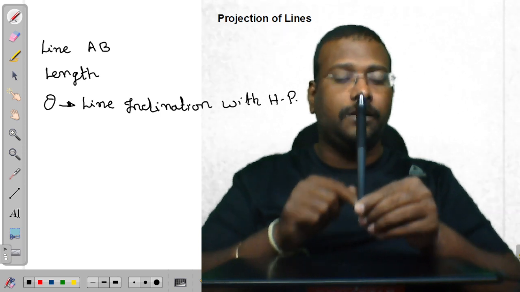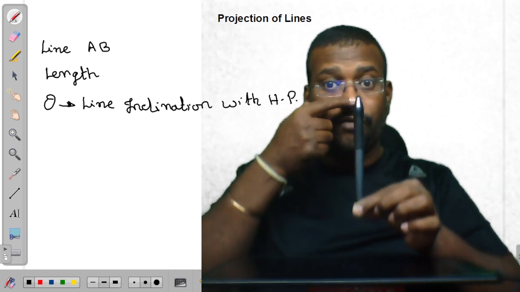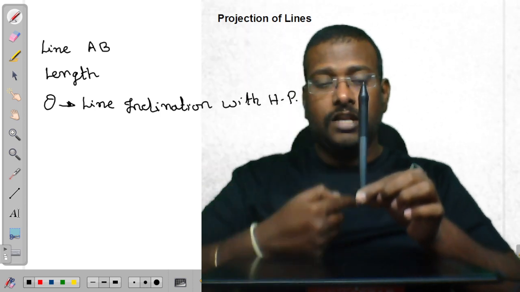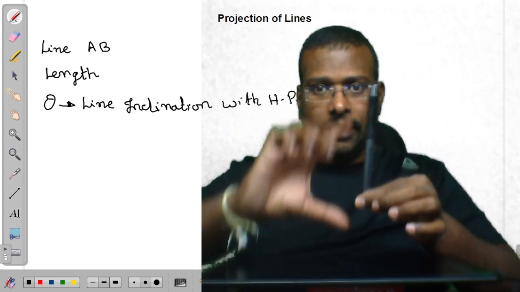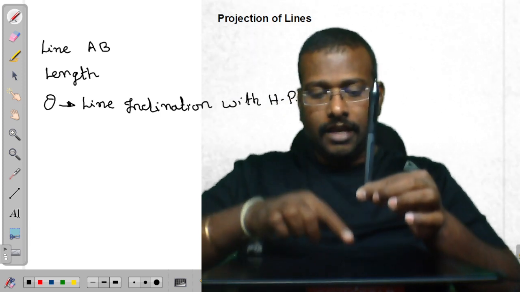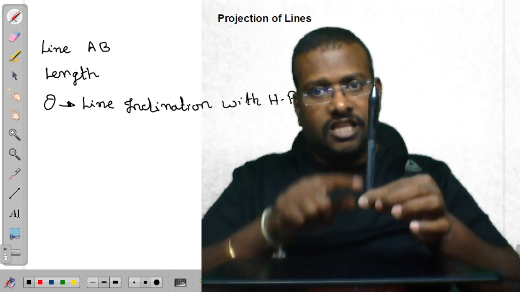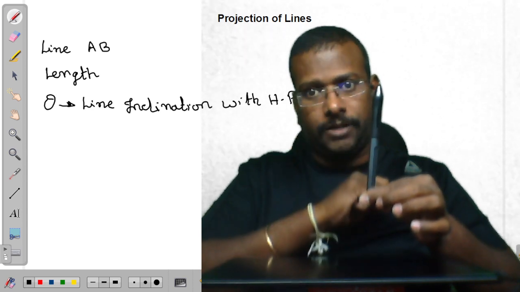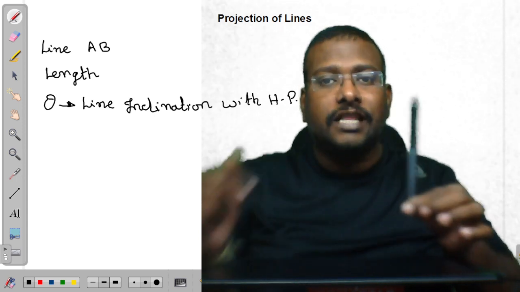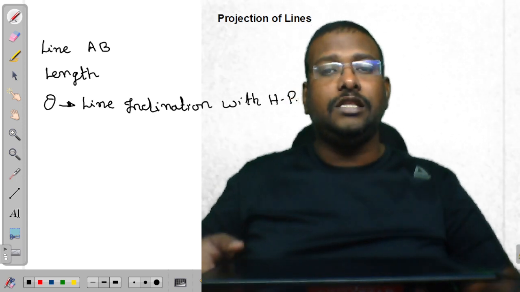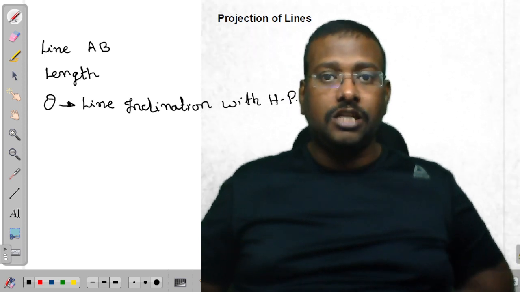When it is perpendicular, look at the front view: B dash will fall here, A dash will fall here. The height difference between these two is equal to the length of the line. Am I right or not? Let us consider the line length is 50. If A dash is 10 above, B dash is automatically at 60. The difference, 60 minus 10, is 50, which is nothing but the length of the line. If the difference in these two distances is equal to the length of the line, then theta is equal to 90 degrees.